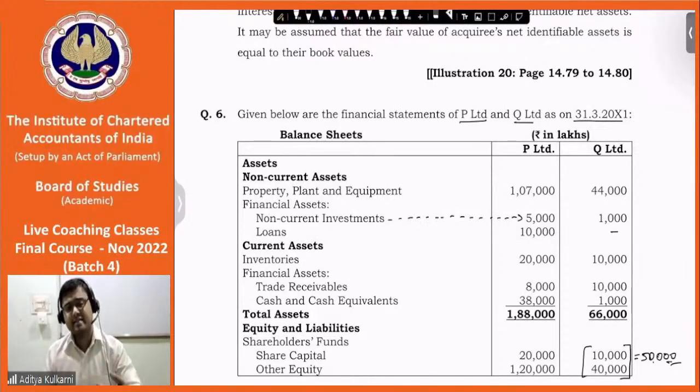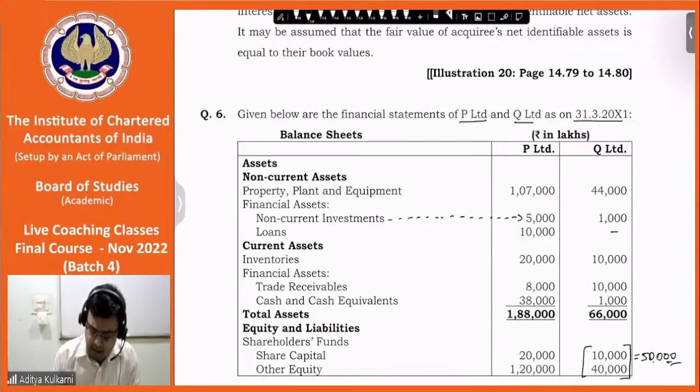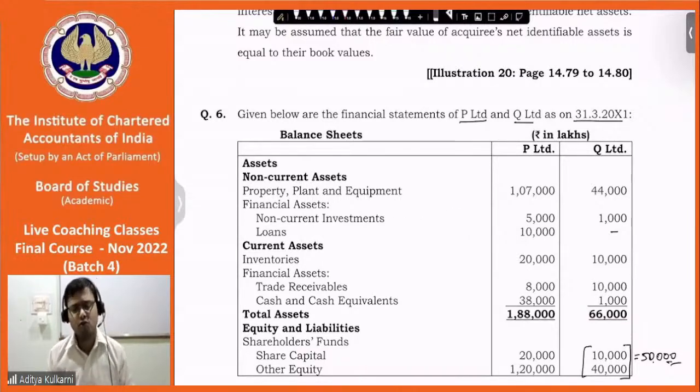That entry is yet to be passed. So that entry we are going to pass. What will be the journal entry? Journal entry will be very simple. Investment in Q account debit to bank. How much? 36,000. Assuming it is rupees in lakhs, it is 36,000.